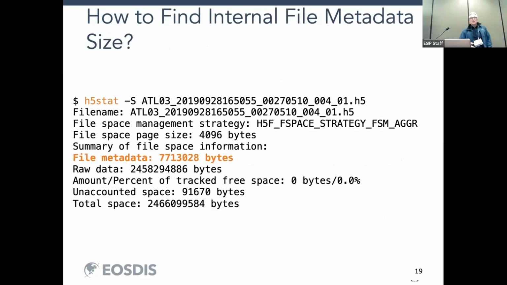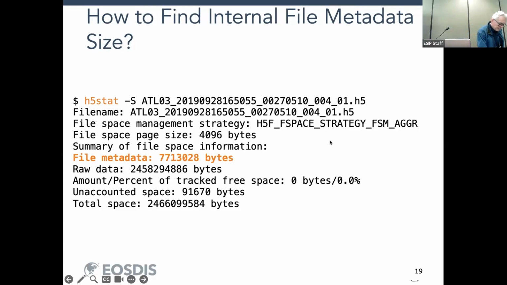This is the way you actually find what this internal file metadata size is. You run h5stat, another command line tool, on a file. One of these values is going to give you the file metadata size. This is the magic number. Of course, you don't have to tailor these numbers for each file. I would recommend you go with 16 MB or something, and then just fabricate those files as needed.